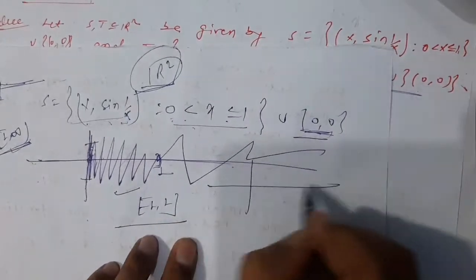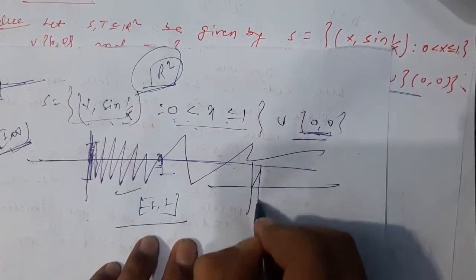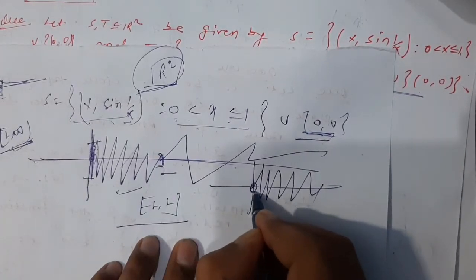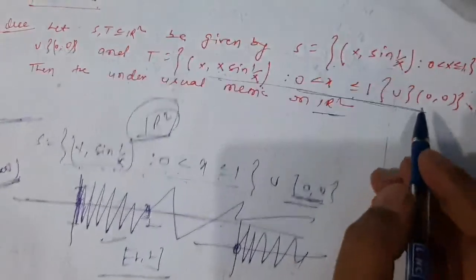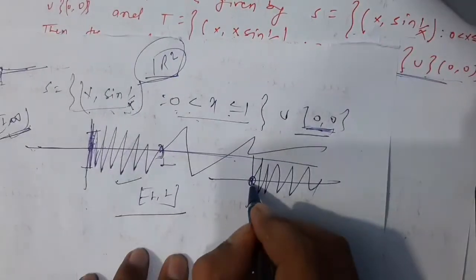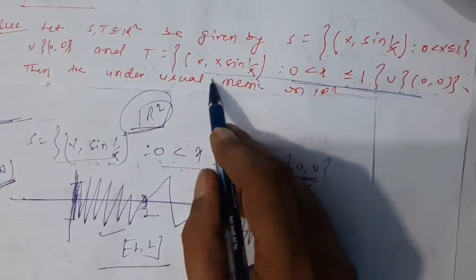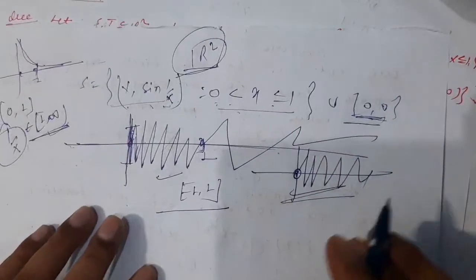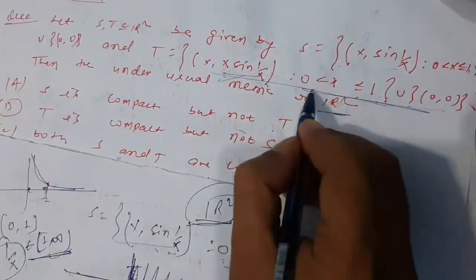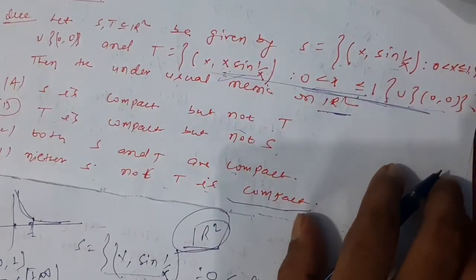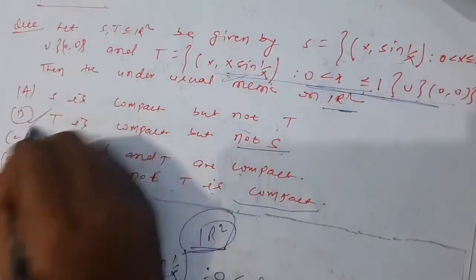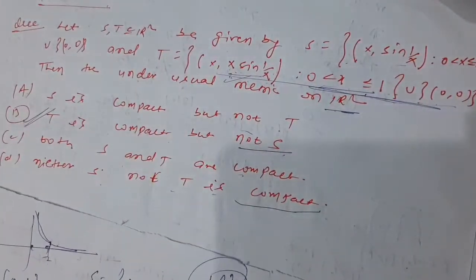You can see the graph is like this, and it also contains its limit point (0, 0), because union (0, 0) is given, so the point (0, 0) lies in the set T. So it is closed. You can also see the graph of x sin 1/x in this domain in Google. So T is compact, closed and bounded. T is compact but not S, which means option B is true. I hope this question is clear now.